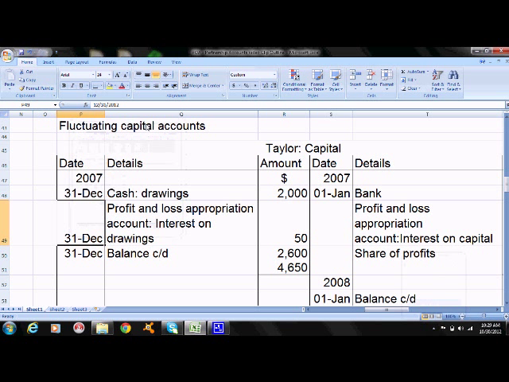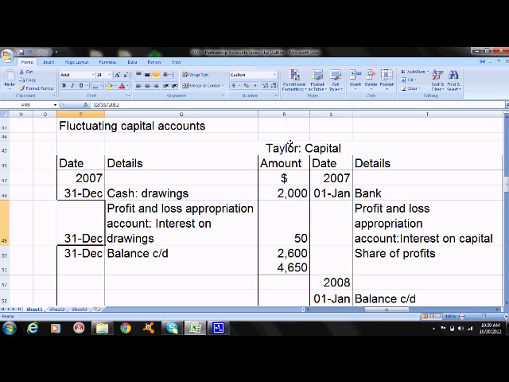Now we're going to look at the fluctuating capital accounts. The distribution of profits in this case will be credited to the capital account. And the drawings and interest on drawings will be debited, as was done before. Therefore, the balance on the capital account will change each year. That is, it will fluctuate. If fluctuating capital accounts had been kept for Taylor and Clark, they would have appeared as follows.